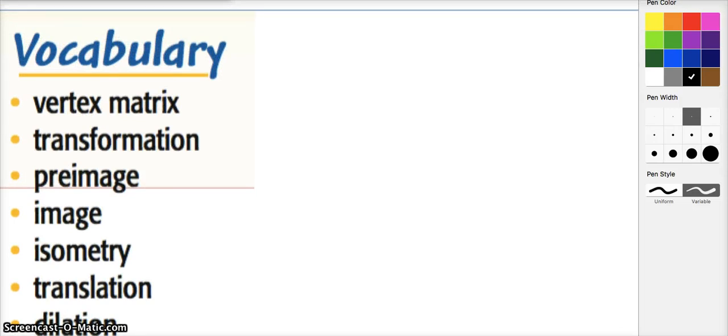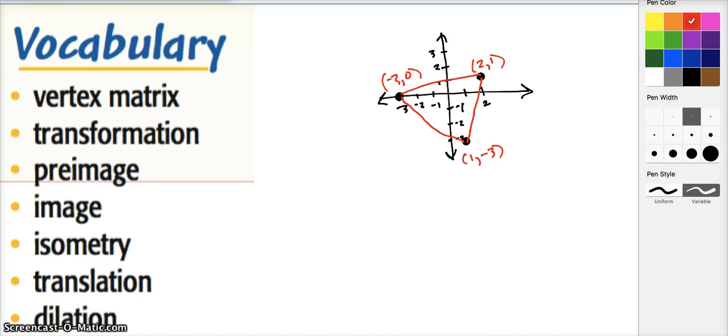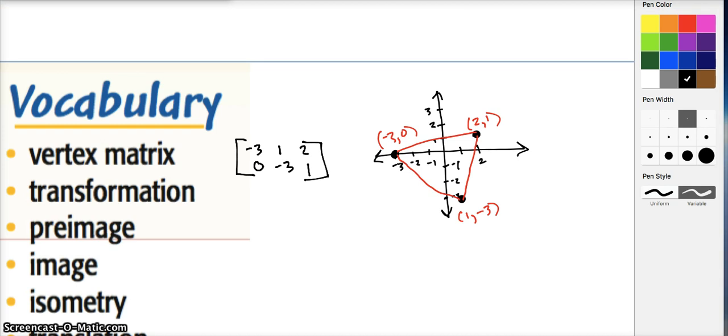So the first one is vertex matrix. First we have to start off with a picture, some kind of a shape with vertices on our coordinate plane. And so now we've got this triangle. What we're going to do is show the vertex matrix for this triangle. All right, so there it is. We take each of the vertices of the particular polygon that we're dealing with. In this case, it's a triangle, and we got negative 3, 0, 1, negative 3, 2, 1, just like we do for each point. Notice x, y is the order that we're writing in.